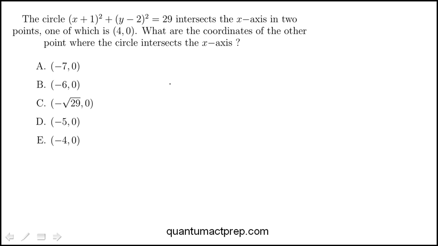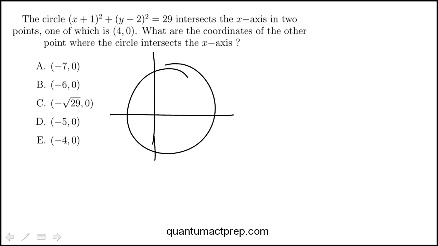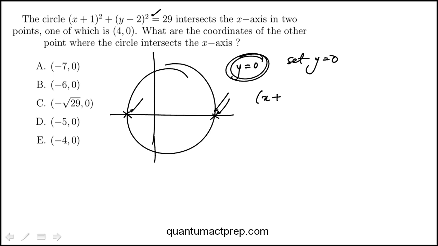So there are two ways to do this problem. The first approach is, what we're looking for is where the circle intersects the x-axis. So the condition here is that the y-coordinate at these two intersections is equal to 0. So all you can do is set y equal to 0 in the equation of the circle, and then find the value of x that would correspond to that. That's probably the fastest way of doing this.